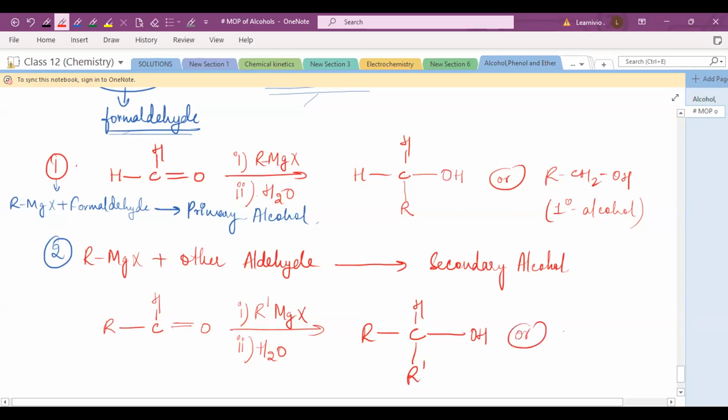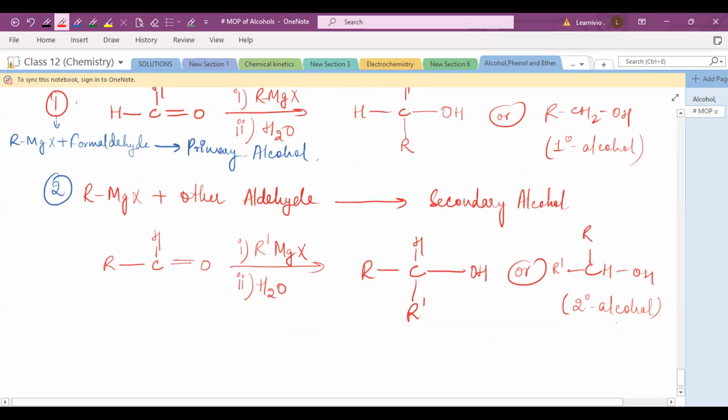So आप इसे ऐसे भी लिख सकते हो. It's carbon CH and here R group and here the R dash. Right. So this is your, basically you can write, ये क्या है आपका secondary alcohol. So when you treat the Grignard reagent to other aldehydes, you will get a secondary alcohol. But if you treat it with the formaldehyde, so always you will get the primary alcohol. That's the difference. Clear, Ahil? Yes, ma'am. Okay, let's see the third one.